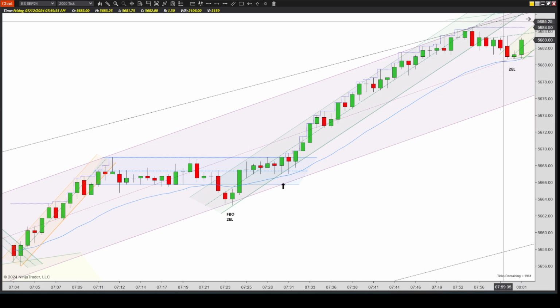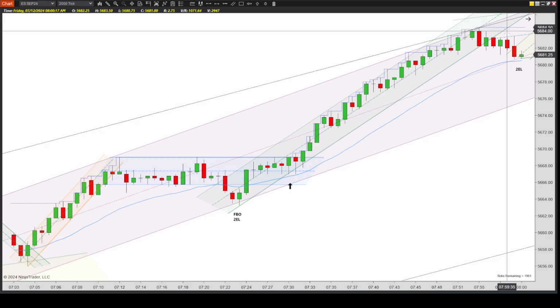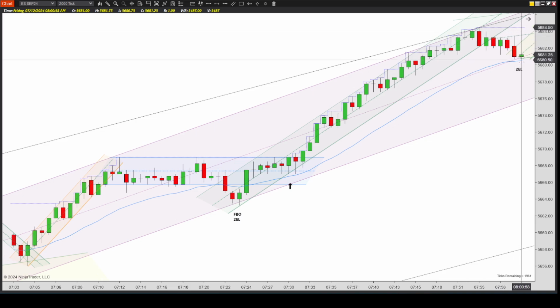This is a break of this green up channel. It wants to test the high. It's the first attempt up. Pullback. This could be getting ready for a second attempt up.